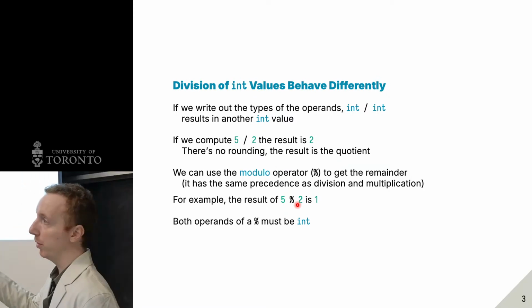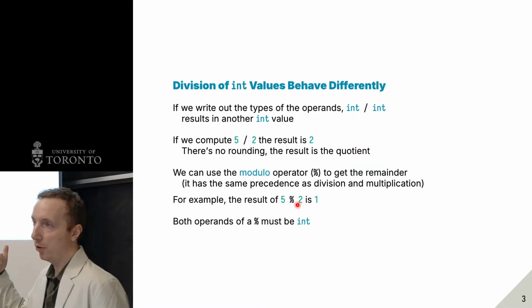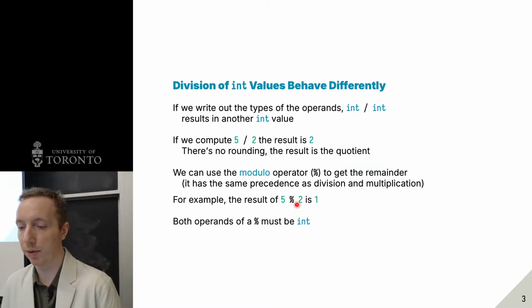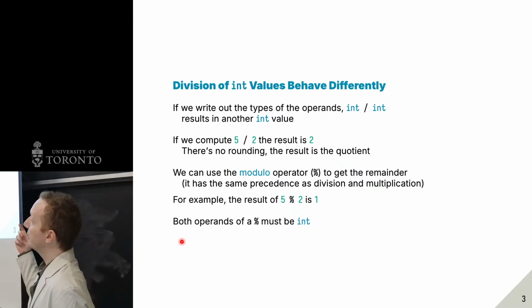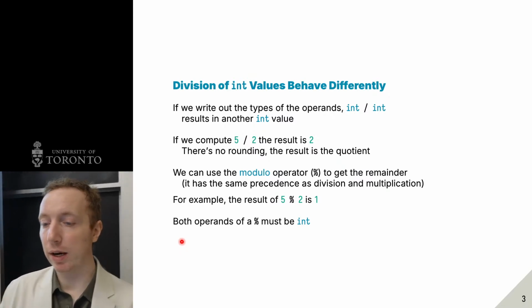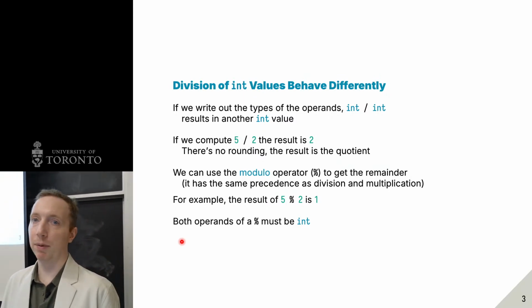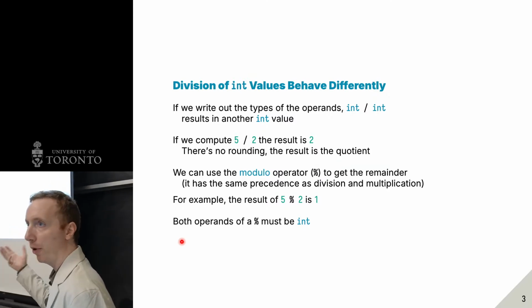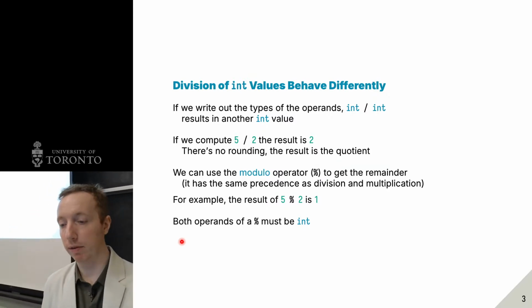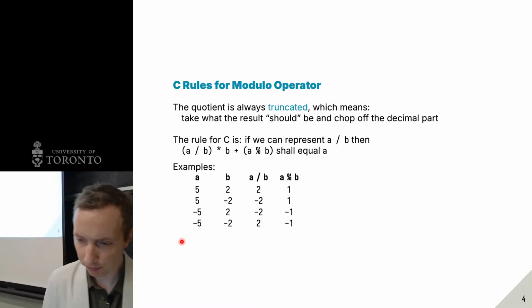So the division will give you the quotient, the modulo will give you the remainder. So in this case, the remainder is 1. So again, to do a modulo, both of the operands must be an int, because if they're both a double, then I will just get back the proper result as a number with a decimal in it.